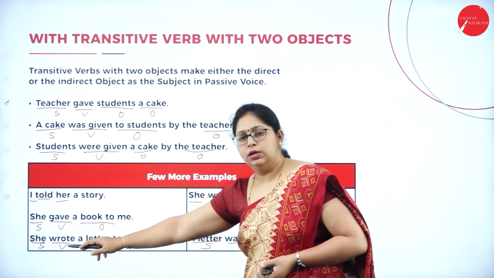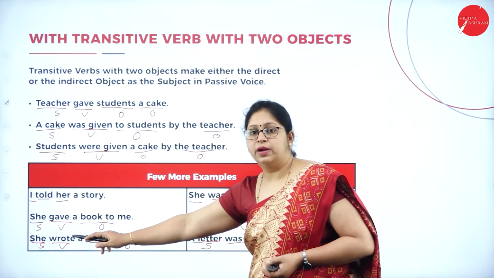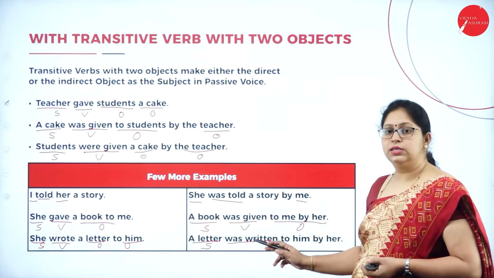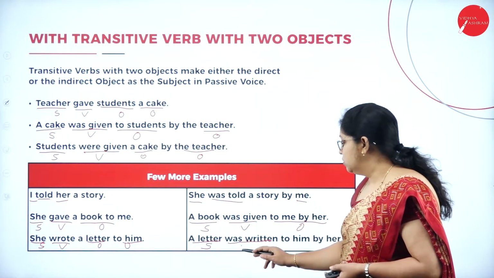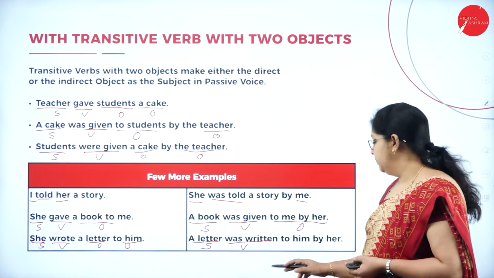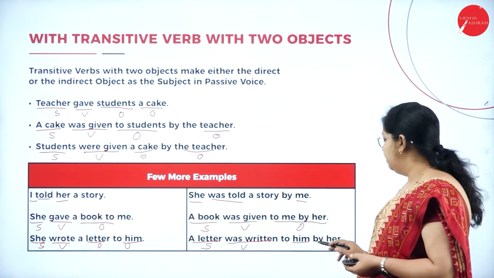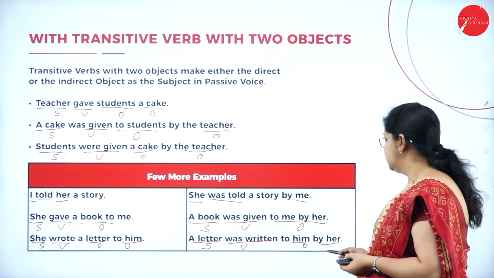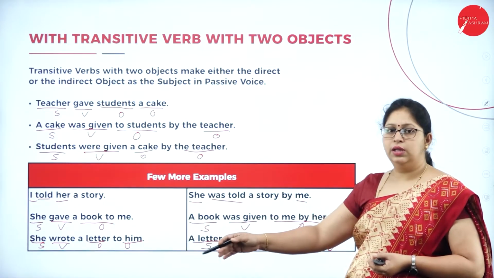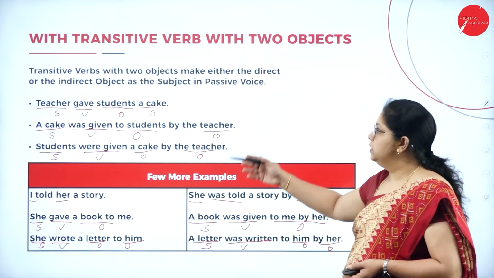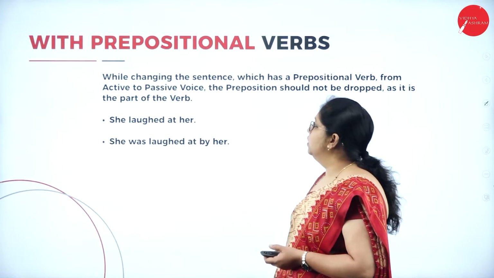See, wrote is the past form of the verb write, but here it is was written. This is the past participle form. So, the tense of the verb will change, and then to him. There are two objects here. To him by her, they remain the same, or you can change it to the other object also. So, these are with the transitive verbs.